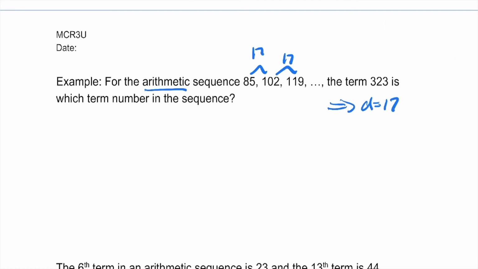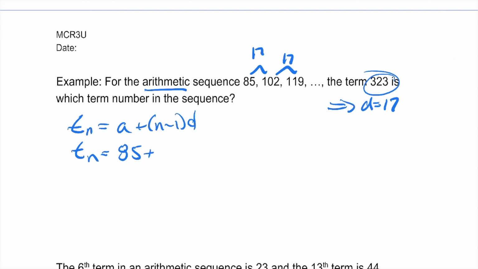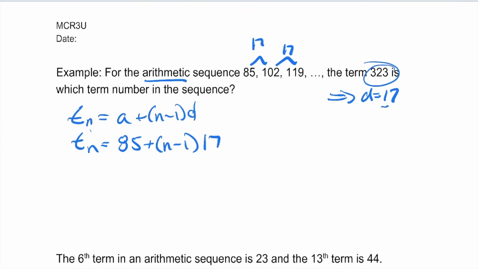Now let's go back to our explicit formula. T of n is equal to a plus n minus 1 times d. In this case, a is 85, plus n minus 1, since we don't know what term number 323 is, and we do know the common difference is 17. Here's the tricky part: we can replace T of n. In other words, what term are we looking for? In this case, it's 323, so that's what T of n is.